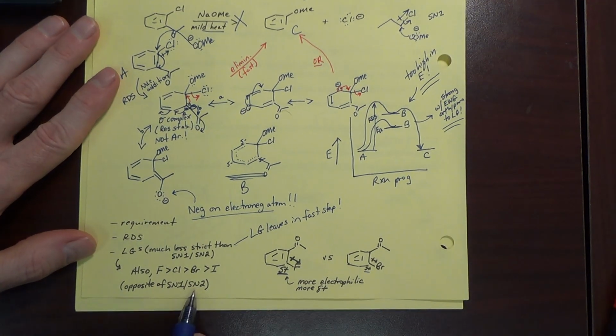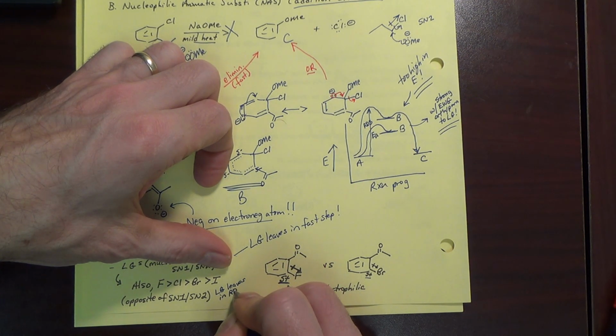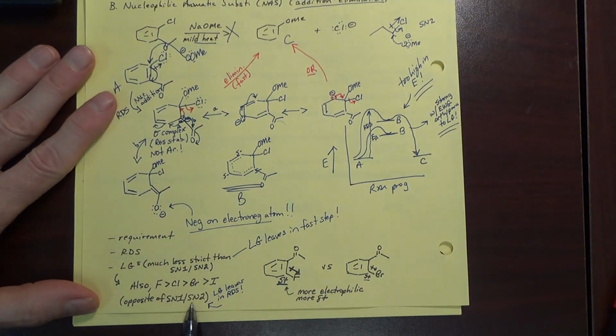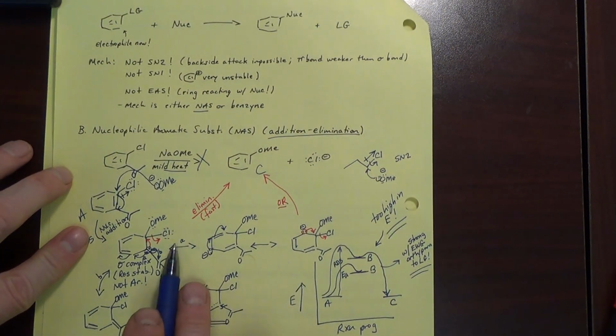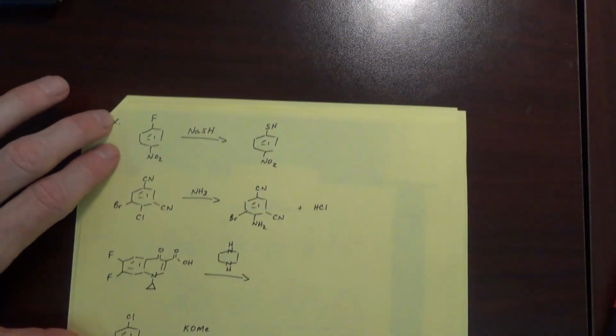Now in SN1 and SN2, the leaving group leaves in the rate determining step. If you look back at those mechanisms, you should know that anyhow, right? But not in an NAS, where it leaves in the fast step. All right, let's look at some examples of NAS.